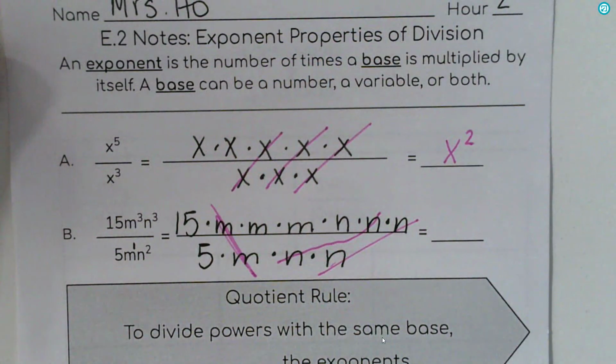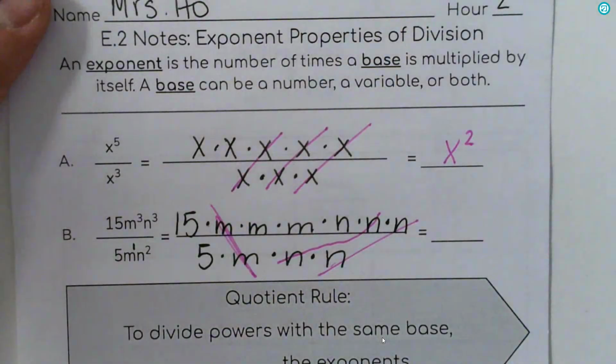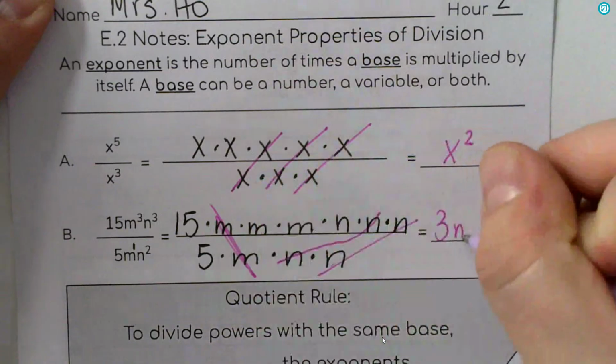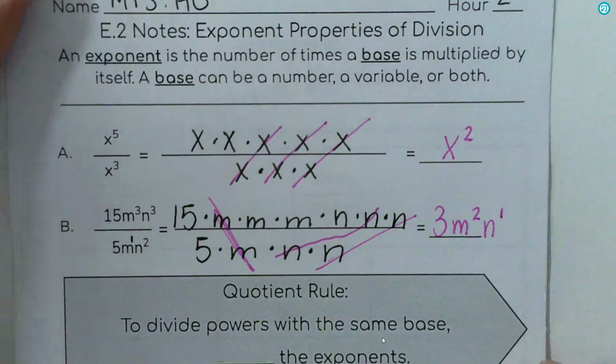All right. Then, let's think about that 15 and that 5. They are just normal numbers. So yesterday, just like how we multiplied normal numbers, today we're going to divide normal numbers. What is 15 divided by 5? 3. So I just have a 3. And then I've got m squared, and then just 1 n. I can put a first power there if I want. It's up to you.